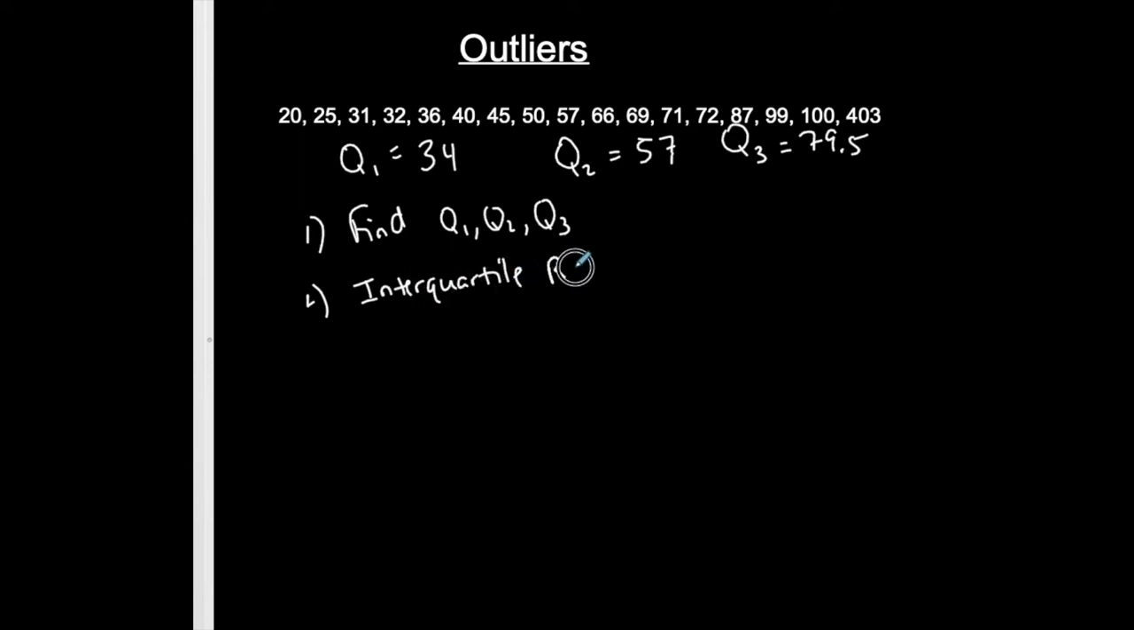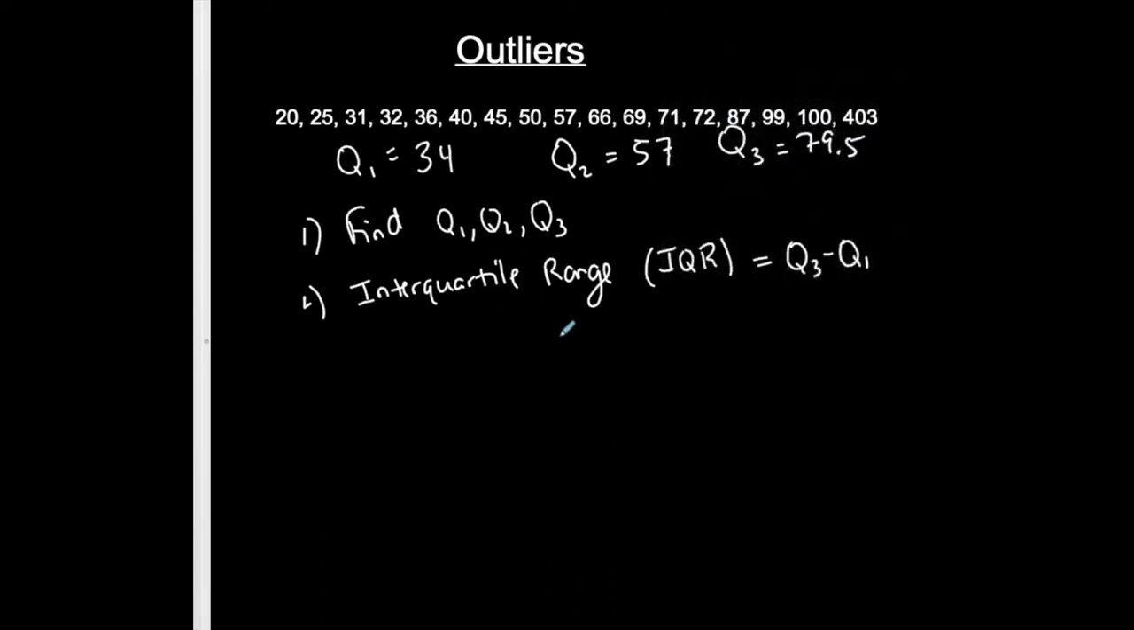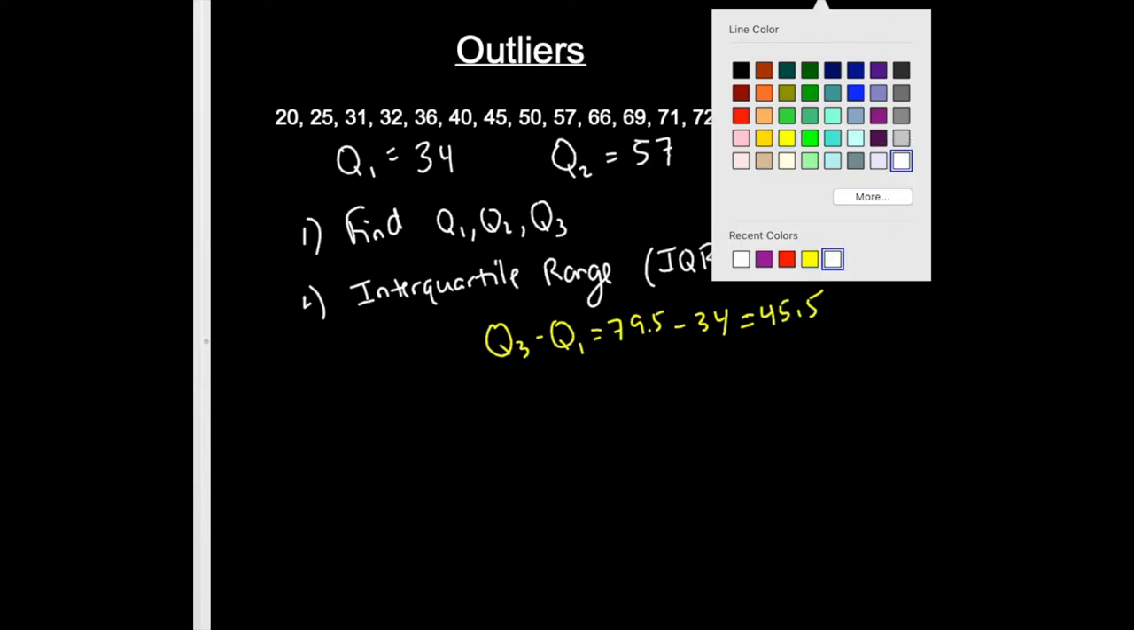Step two, find what we call the interquartile range. This is your IQR. Interquartile range, which is simply Q3 minus Q1. That's it. Q3 minus Q1. So in this case, let's do that. Our IQR, let me do it in another color so you know I'm dealing with this particular example. So in yellow is this particular example. Q3 minus Q1, which is 79.5 minus 34. So 79.5 minus 34 is what we call the interquartile range, or the IQR. And so in this case, 45.5. Okay, not hard so far.